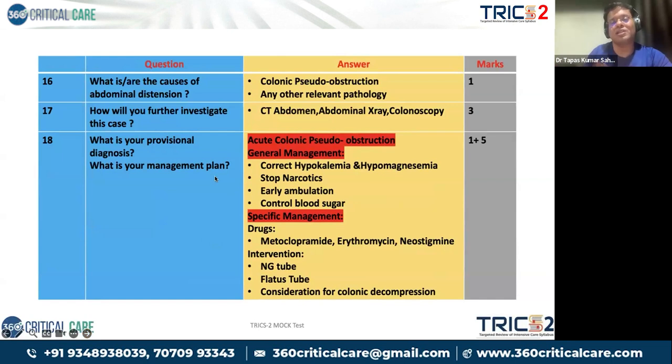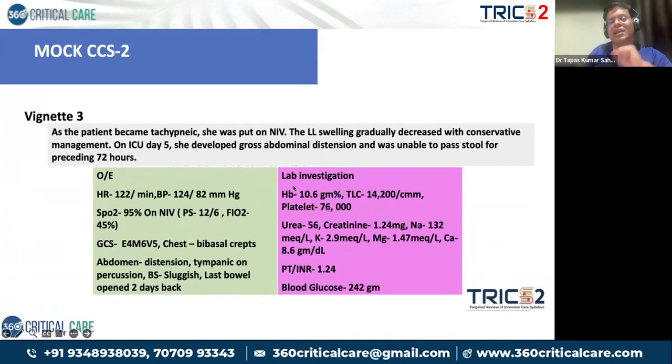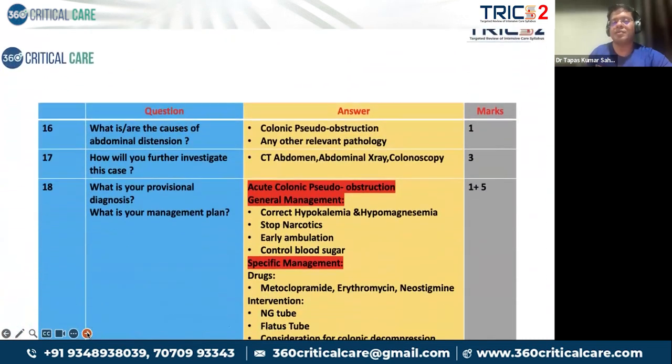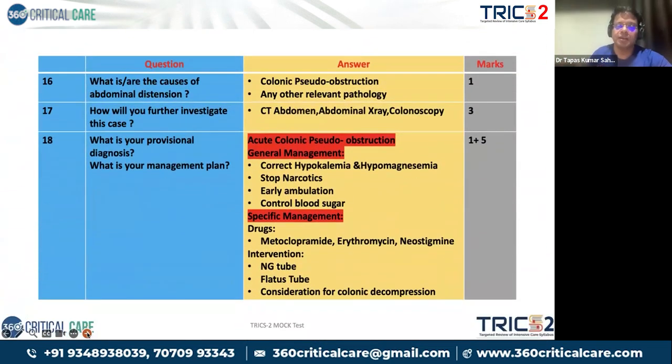One would be colonic pseudo obstruction, and we have enough clinical hints that suggest that this patient is having pseudo obstruction or Ogilvie syndrome. Now, any other relevant pathology? Now, how will you further investigate? CT abdomen, abdominal X-ray, colonoscopy. What is your provisional diagnosis at this point of time? Acute colonic pseudo obstruction.